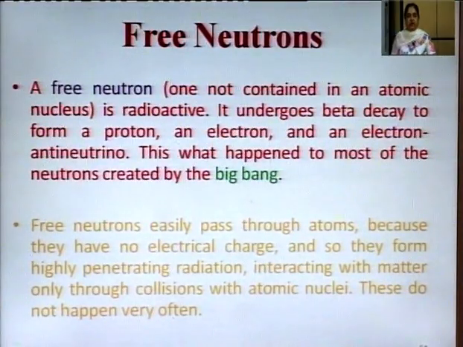Free neutrons easily pass through atoms because they have no electrical charge, and so they form highly penetrating radiations, interacting with matter only through collision with atomic nuclei. These collisions do not happen very often.